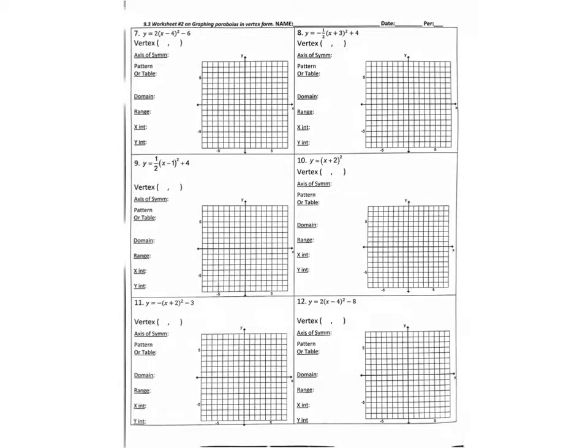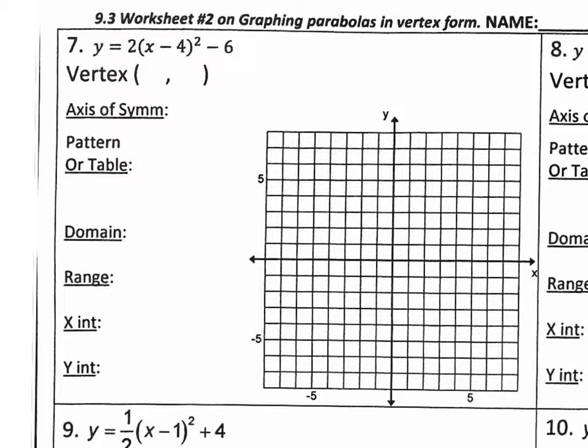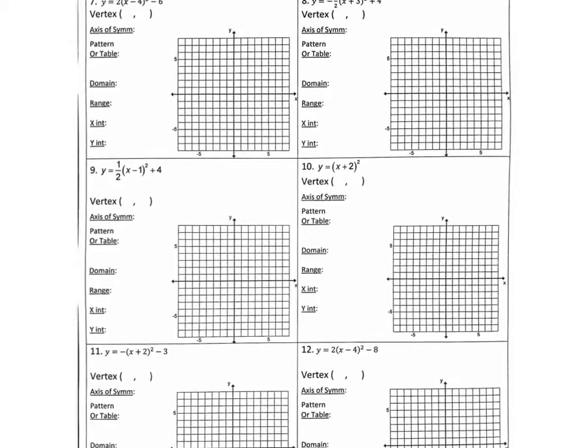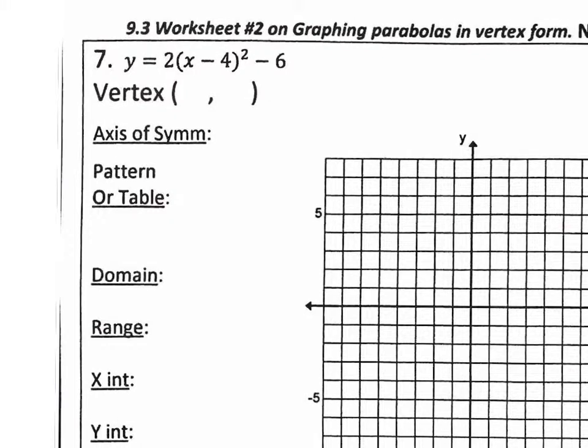And if you notice, most of these questions, actually all of them except one, have the A value not being 1. So you're going to have to modify the pattern 1, 1, 2, 4, 3, 9 on every single question except for number 10. You don't have to modify the pattern on number 10. Or you could use a table, of course.